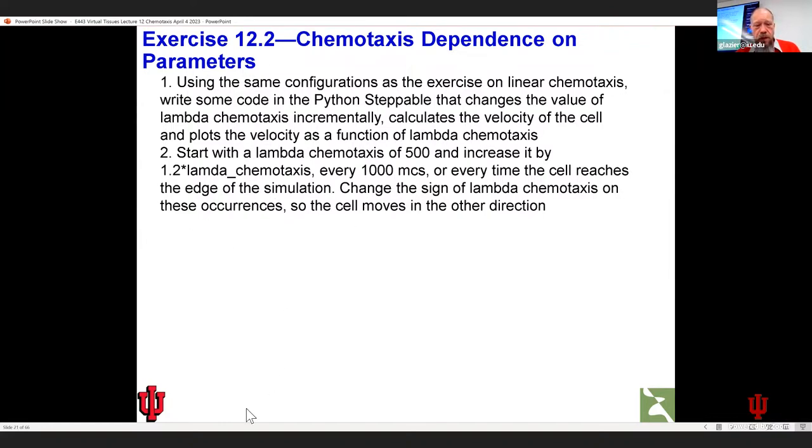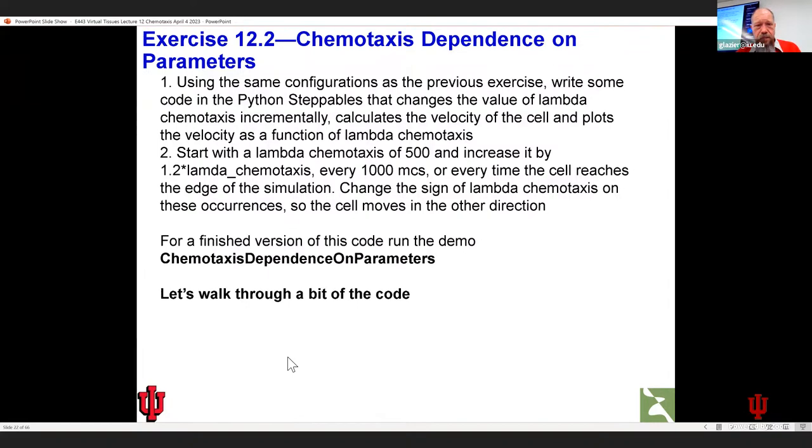Let me show you the code that I've got instead. There's a finished version of this code, which is chemotaxis dependence on parameters. And let me open that up for you and show it to you. And we can see, first I'll show it to you running. People can try running it. This one I did check to make sure that it ran. So let's see if it runs.